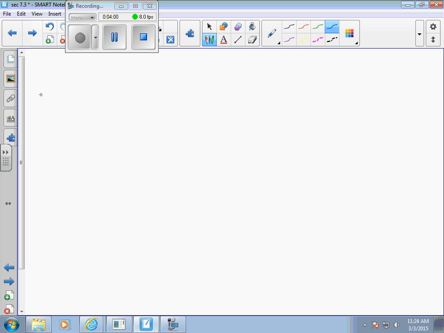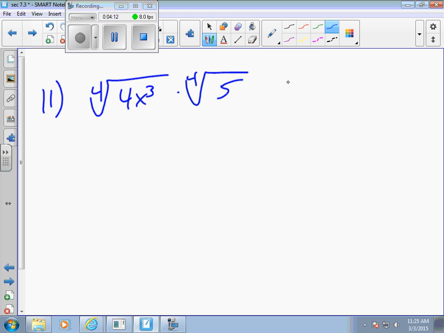Number 11, I have the fourth root of 4x cubed times the fourth root of 5. When I multiply, I get the fourth root of 20x cubed. There's no perfect fourth roots in 20 because 16 and 81 is too big.